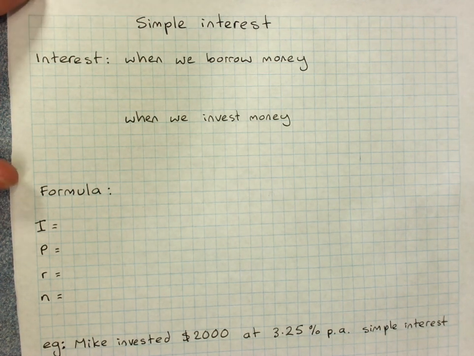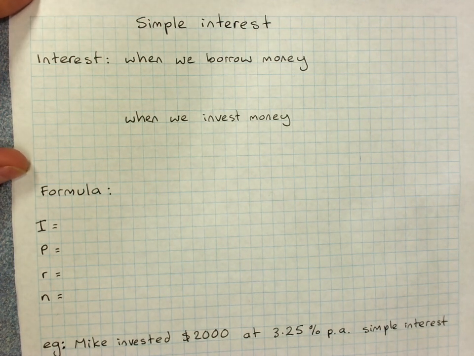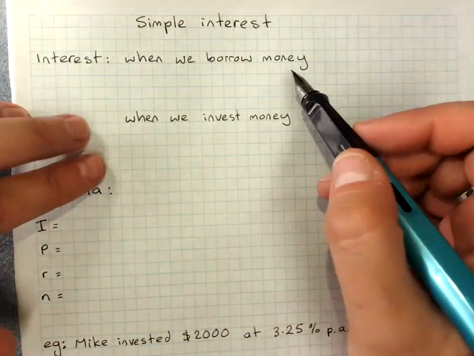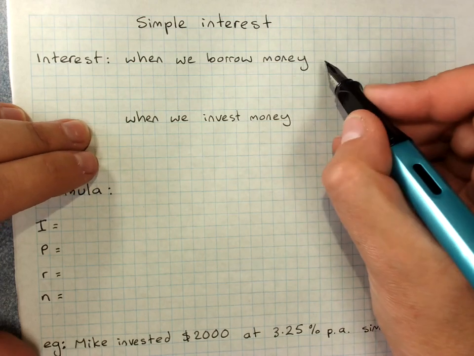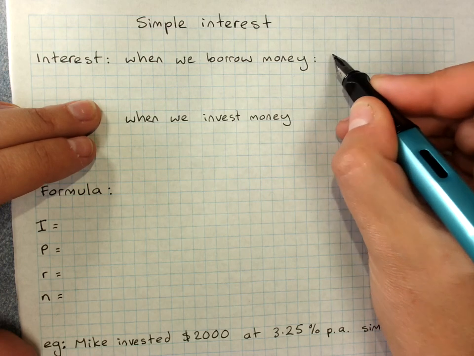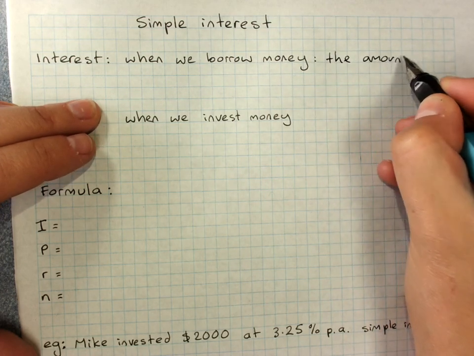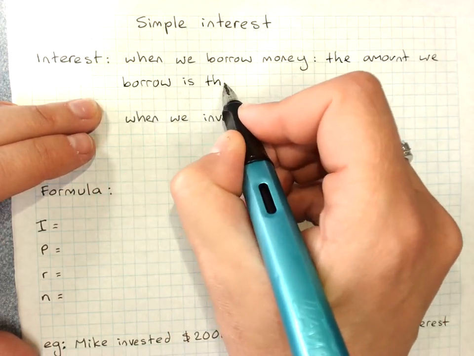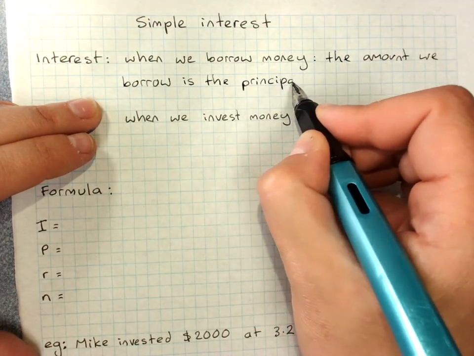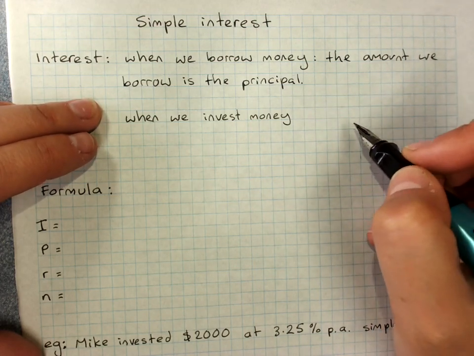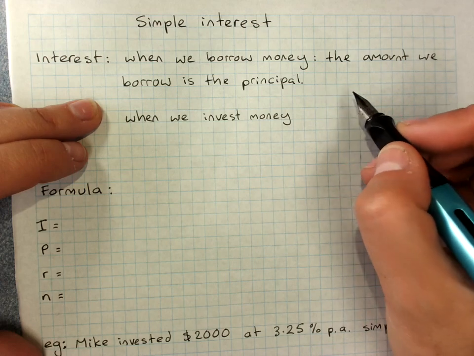Simple interest. Interest is the money that we earn when we invest money, or that we have to pay extra when we borrow money. When we borrow money, we have to pay an extra percentage back as well as the principal. The amount we borrow is the principal, and we must pay back the principal and a percentage of the principal.